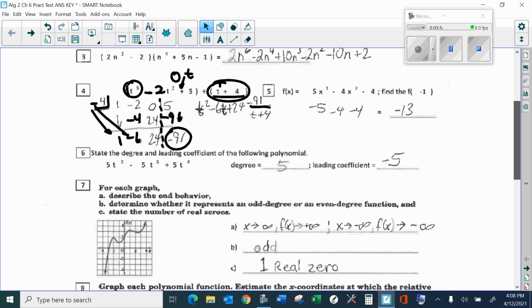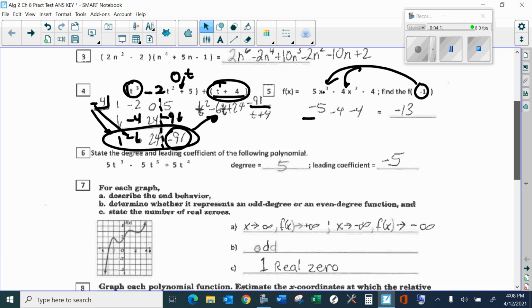Okay, you can't just leave it like this right here. You have to convert it into this. So some people are leaving it. All right, find the f of -1. Just means plug -1 into all the x's in the equation. So that gives me -1 cubed is -1 times 5 is -5. -1 squared is still 1 times -4 is -4, and lastly I have a -4. Add them all together, you get -13.